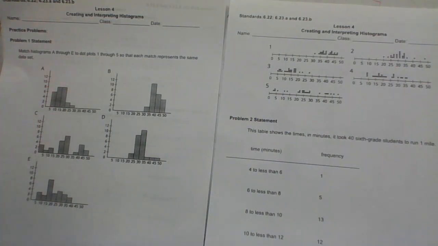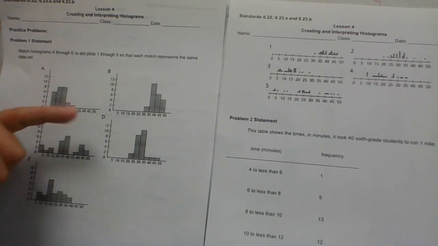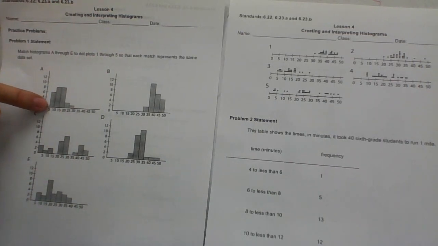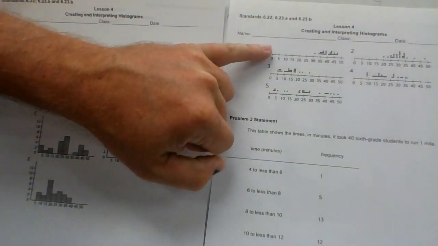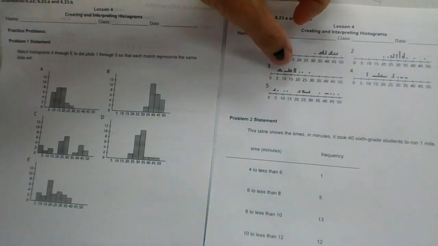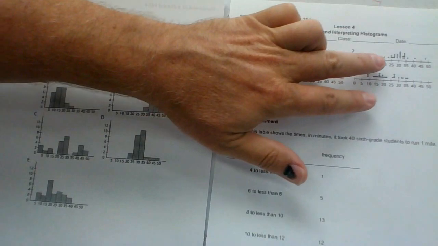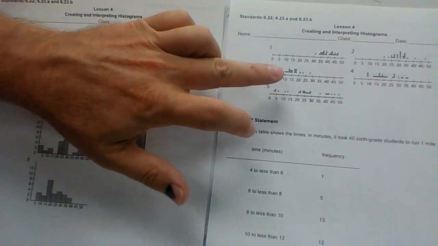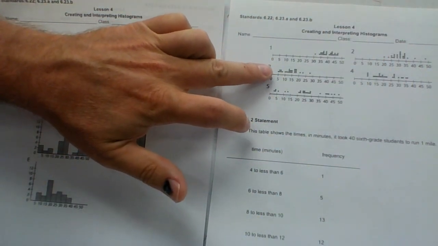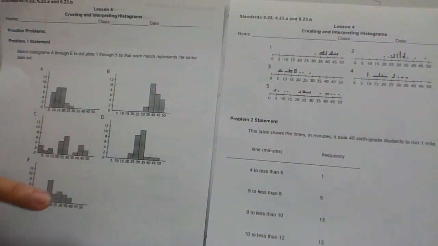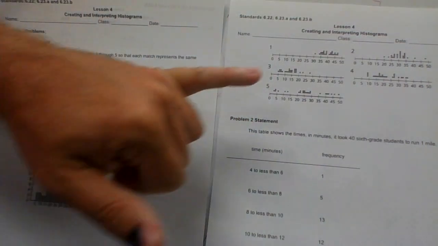Let's go with A. Pretty easy. It starts at 5 and ends at 30. The data starts at 5 right here and ends at 30. So we're looking for something that starts at 5. That one doesn't start at 5. That one starts at 5, and the data is heavy here. It stops at about 30. Boom, that's it. This doesn't start at 5, that one doesn't, and that one doesn't. The only dot plot that starts at 5 is number 3. So A is 3.